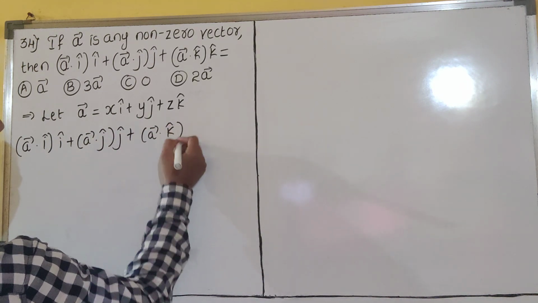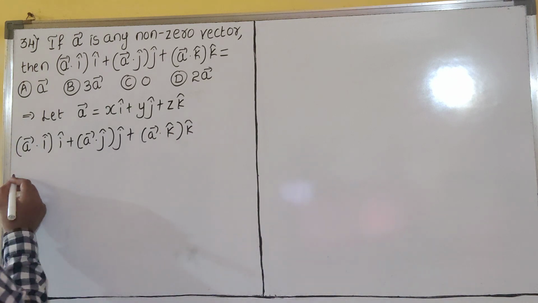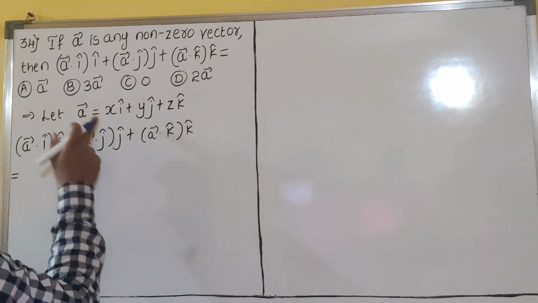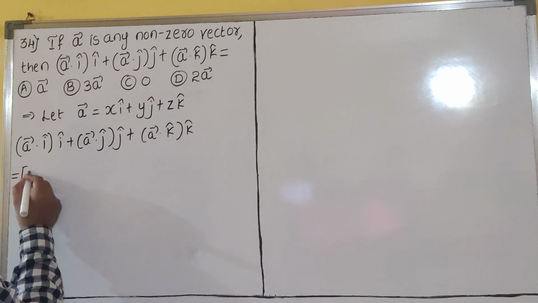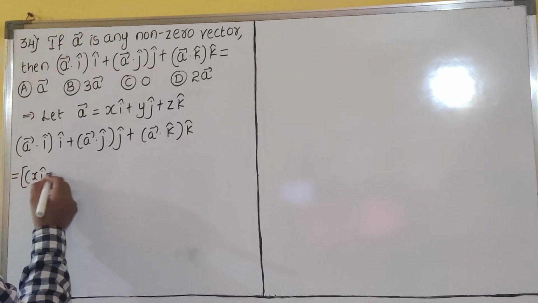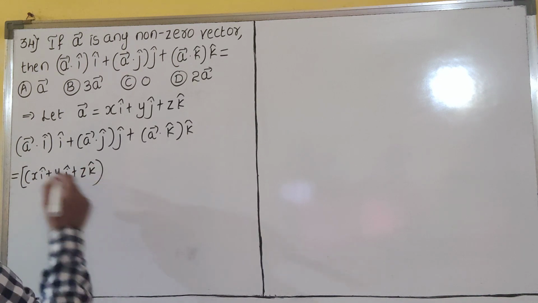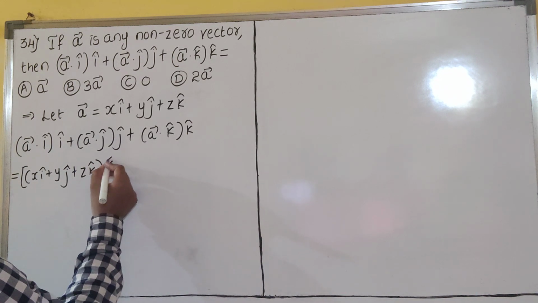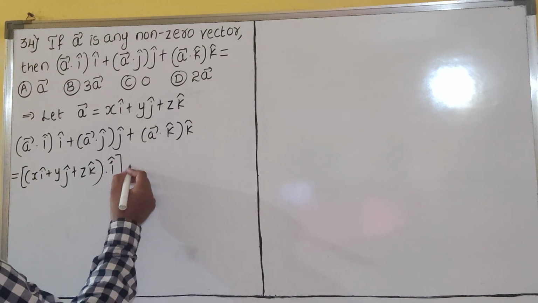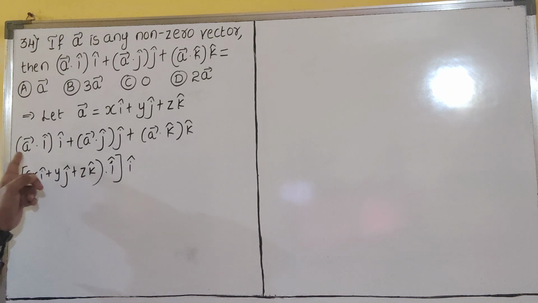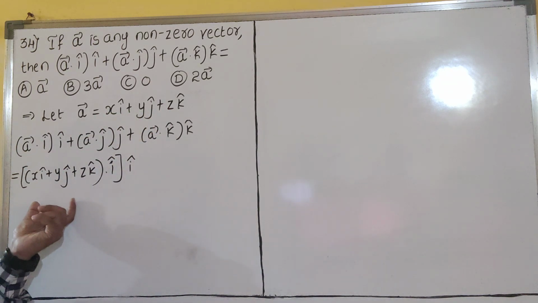So now see here. Very clearly, I will explain. So vector A is what, dear students? This is that vector A. I will write x I cap, y j cap, z k cap, dot I cap, dear students. I cap into I cap is outside. Vector A, I am substituting the value, dear student.